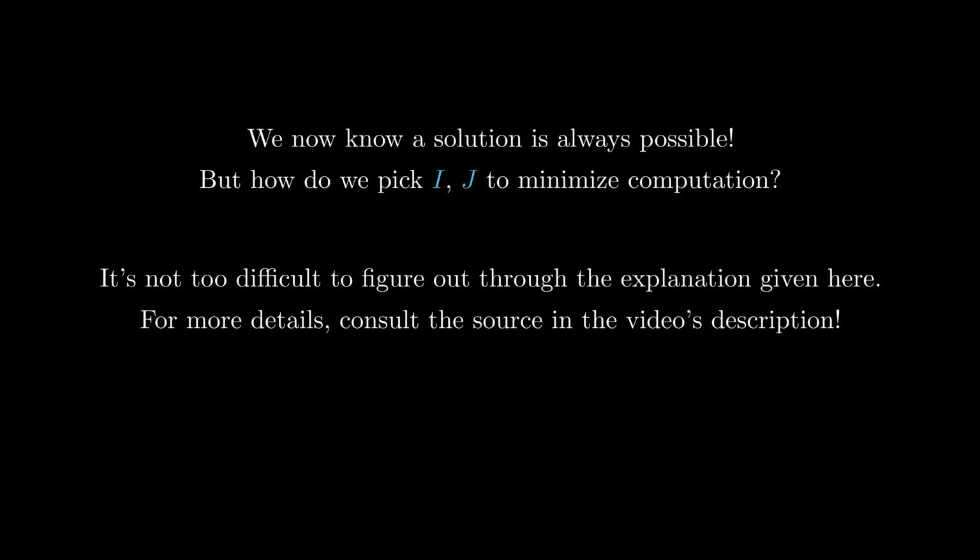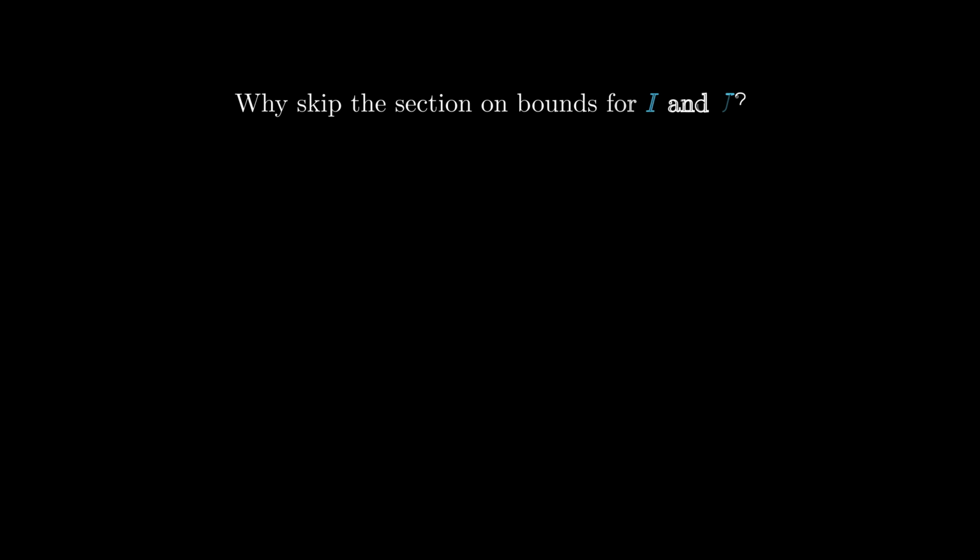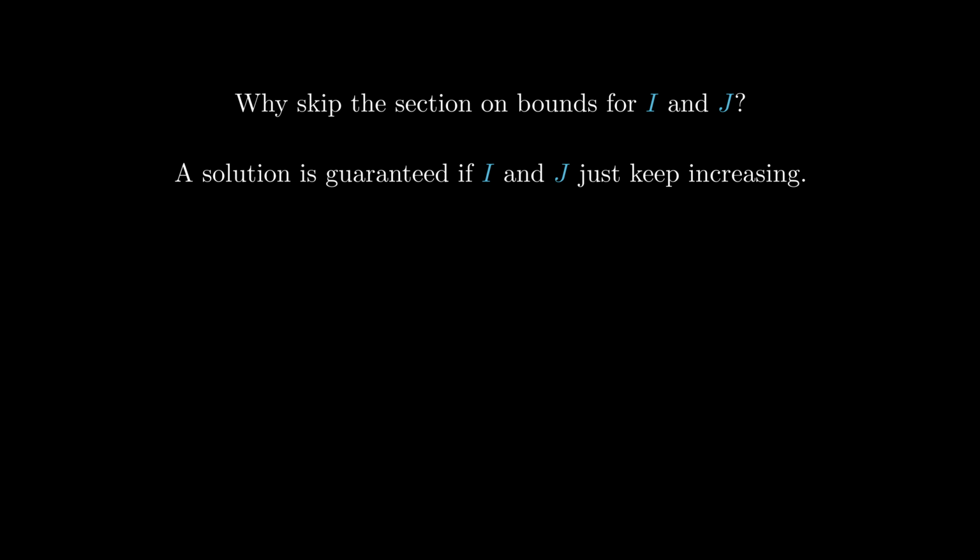For more details, you can consult the source of this video's content, which will be linked in the description. There is actually a reason why I chose to skip this part. Firstly, a solution is guaranteed as long as you keep increasing i and j, so technically, the explanation up to this point can get the job done already, assuming the identity is in fact hypergeometric. This completes the section on Sister Celine's method.